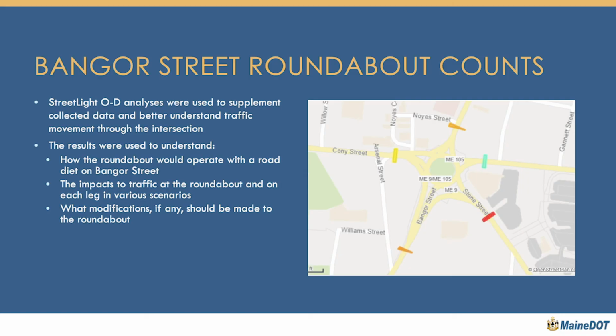The results from this analysis were used to understand how the roundabout would operate with a road diet on Bangor Street, the impacts to traffic at the roundabout and on each leg in various scenarios, namely looking at where a lane reduction on Bangor Street could begin, and what modifications, if any, should be made to the roundabout.